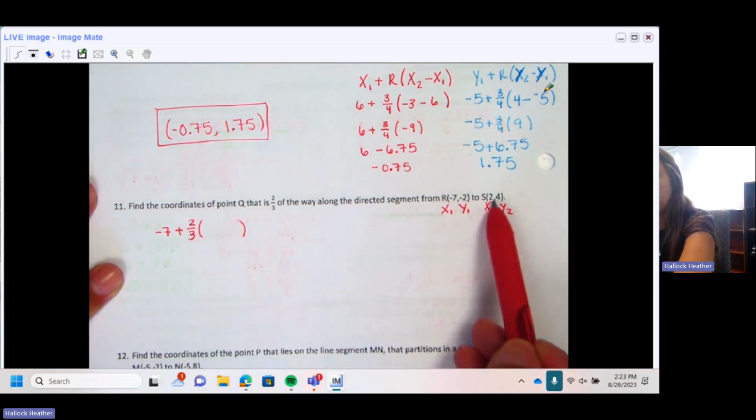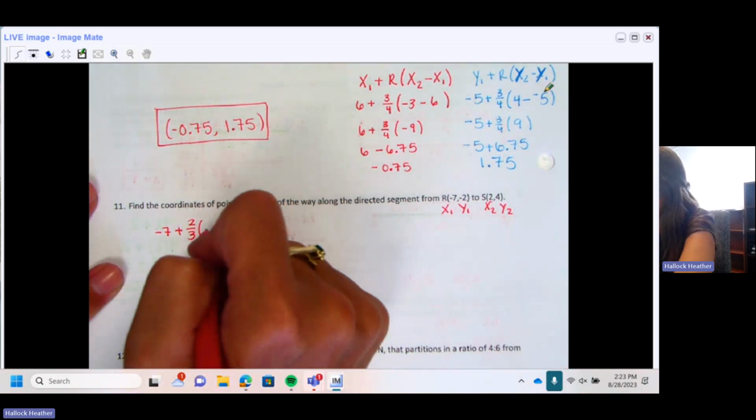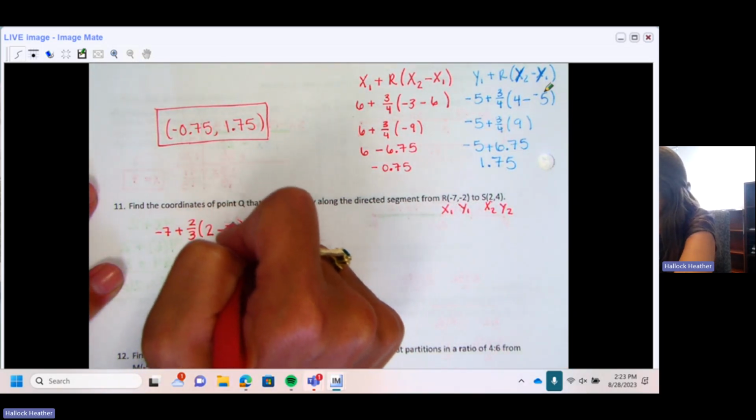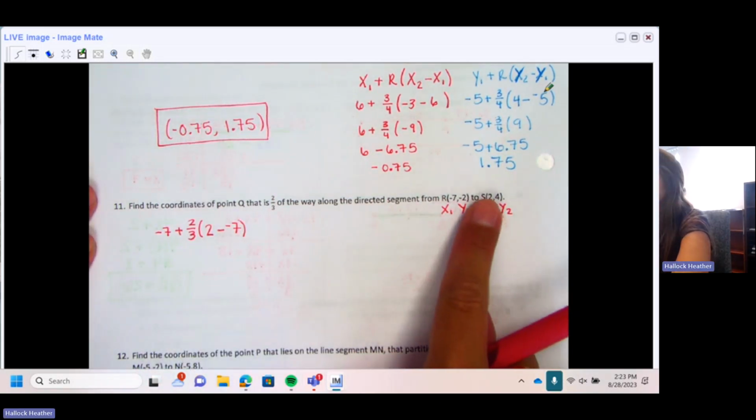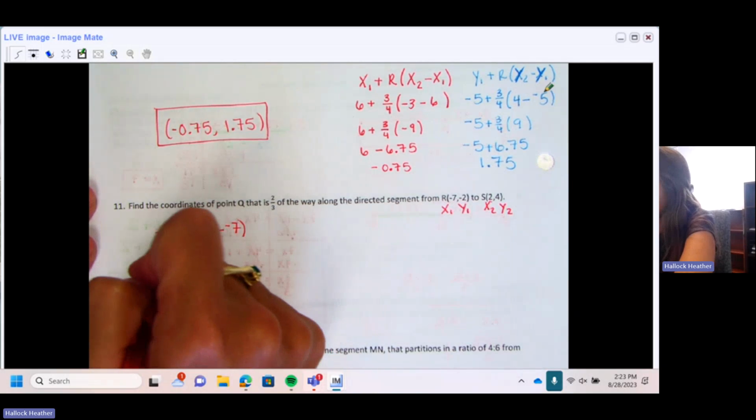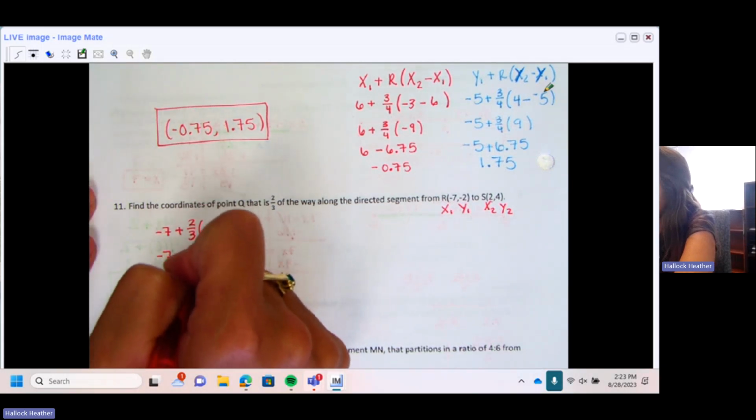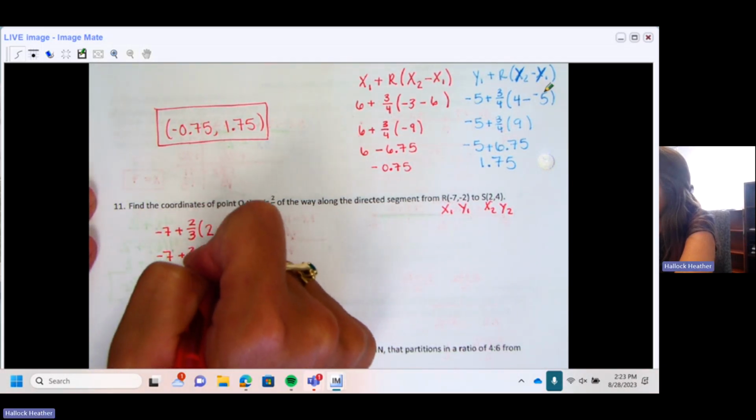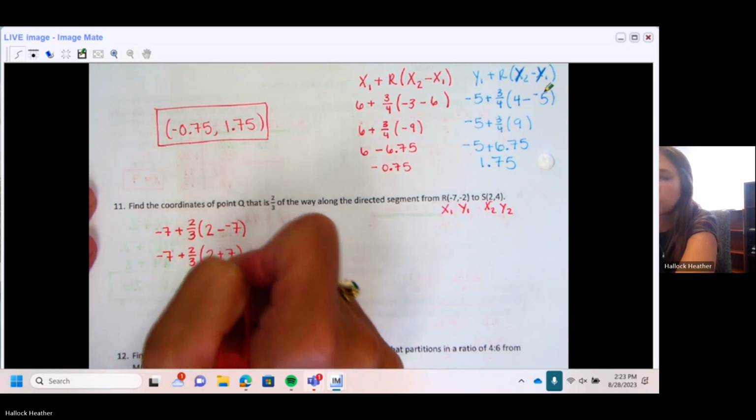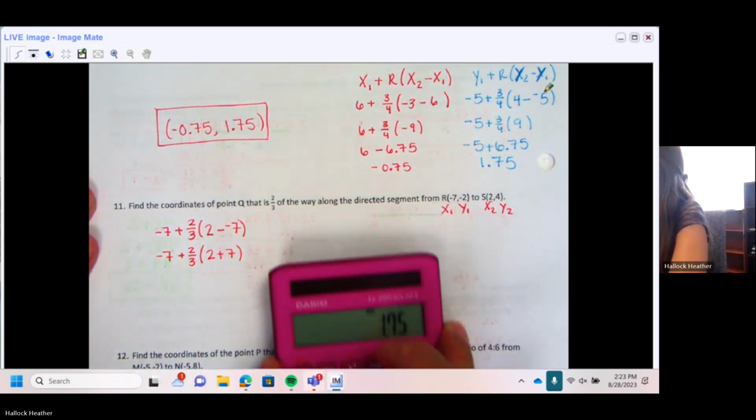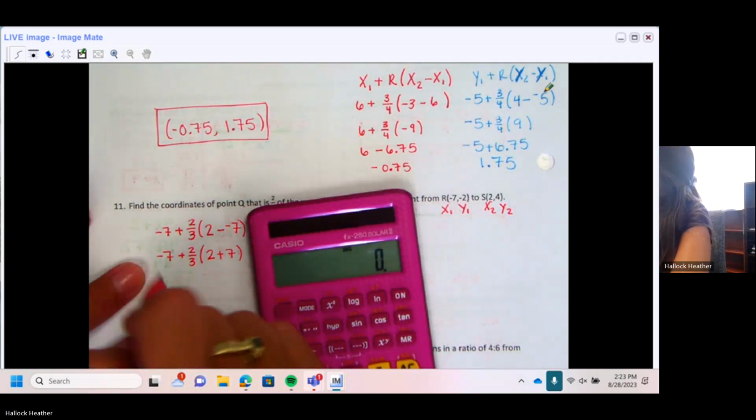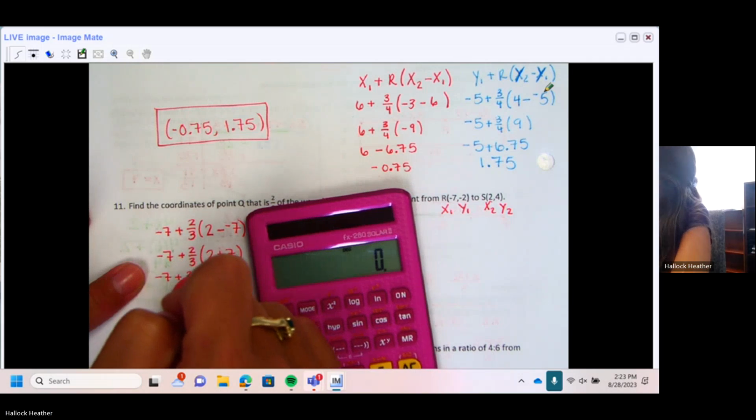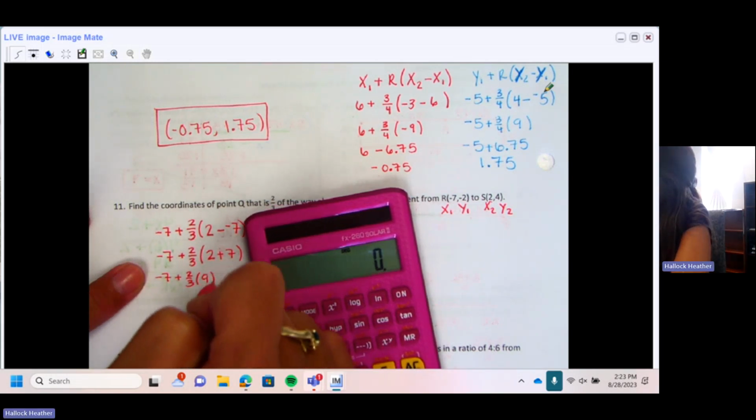And then I'm taking the further x, 2, and I'm subtracting -7. So 2 minus -7. You still have a double negative. It's subtracting a negative, so this is really -7 plus 2/3, and then 2 plus 7. 2 plus 7 is 9. So I'm going to do 2/3 times 9.